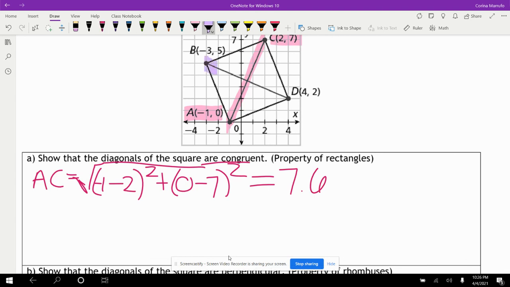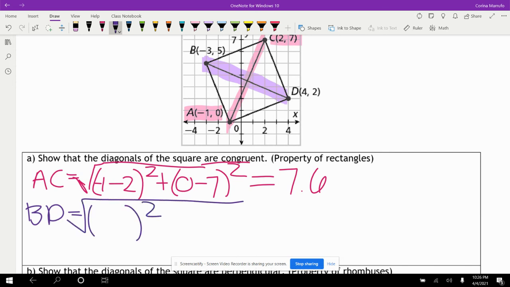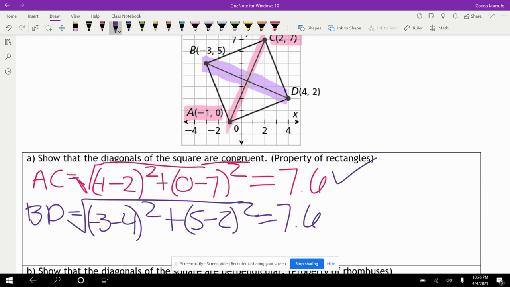Now I'm going to do the same thing from B to D. So for showing that the diagonals are congruent, it should give you the exact same answer. So from B to D is equal to the square root. We subtract our x value squared, subtract our y value squared. So -3 minus 4, and then we have 5 minus 2. And then we go ahead and take the square root of that, and that also gives me 7.6. So because they're both congruent, that's how we show that they're the same.